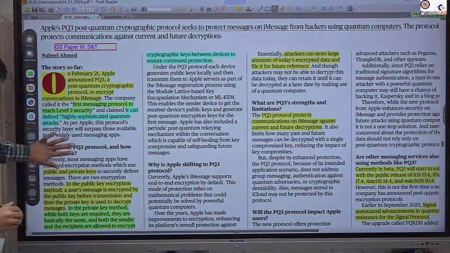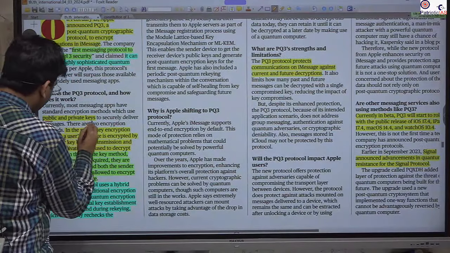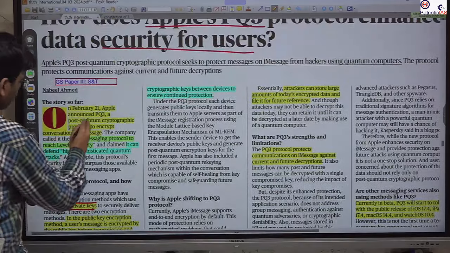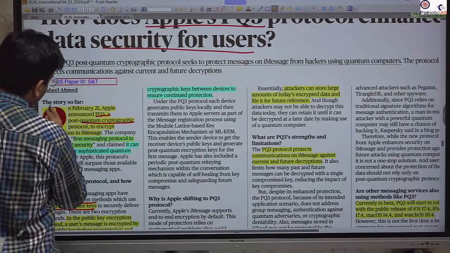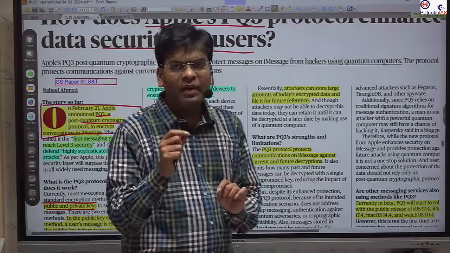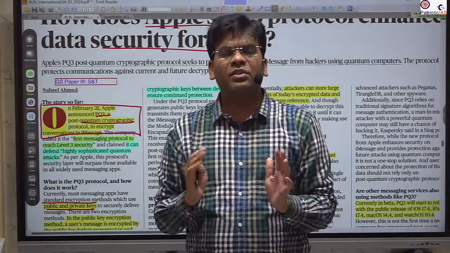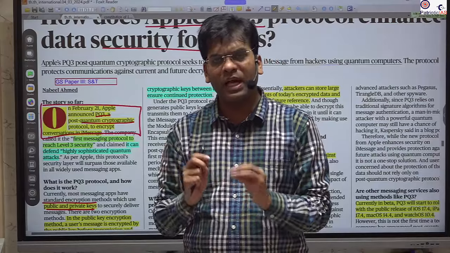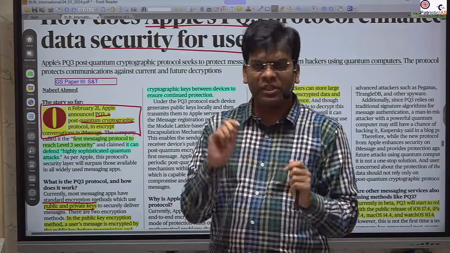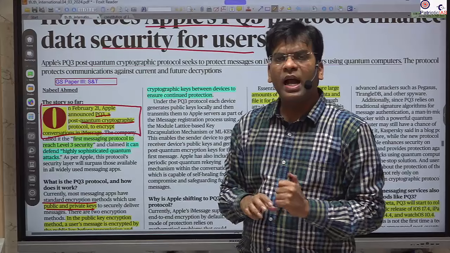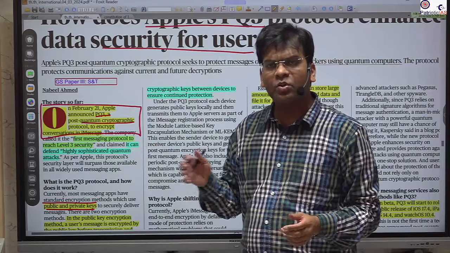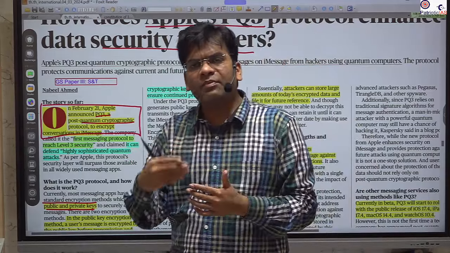Here there are two provisions: the public key and the private key that are used. But now this PQ3 is the use of quantum technology. You should know that this quantum technology is going to make it more difficult, because the way it has been changed till now could be broken by quantum computers, as they can break those mathematical equations. That's why we are now going to use quantum technology, so that we can make this encryption more difficult.